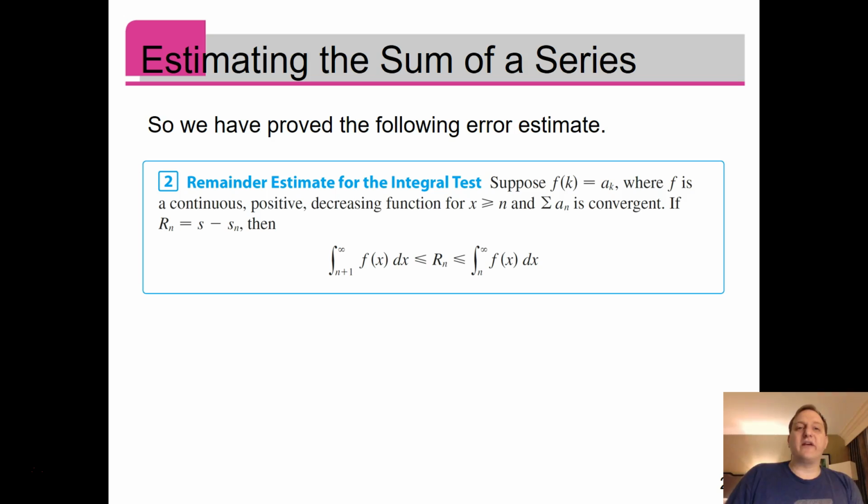So this is called the remainder estimate for the integral test. And basically it just says everything I just said, which says that the remainder R sub n is bounded between the integral from n plus 1 to infinity of f of x dx and the integral from n to infinity of f of x dx. We are assuming that f is a continuous positive decreasing function for x greater than or equal to n. We are assuming that the whole series is convergent. So that's an assumption that we've already made. And then Rn is defined as we've defined it there. All right, so that's the remainder theorem.